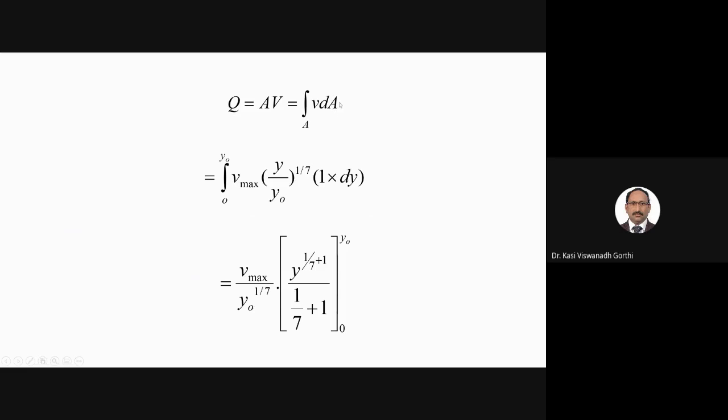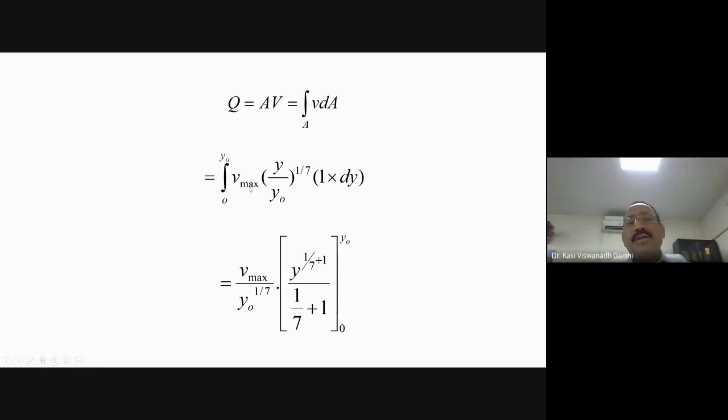What is this dA? Area of the strip. So when you are taking a small elementary strip of thickness dy, the unit width, 1 into dy, is the elementary area. Then take out all the constants from the integral. Vmax by y0 to the power 1 by 7 can be taken out. Then you have the integral of y to the power 1 by 7 dy. That means y to the power (1 by 7 plus 1) divided by (1 by 7 plus 1), between the limits of 0 to y0.